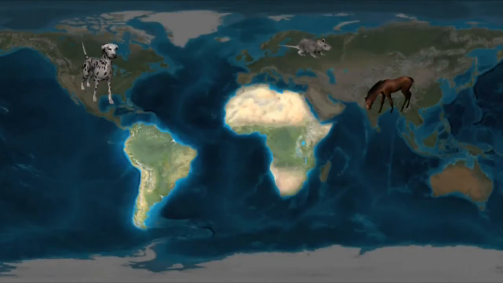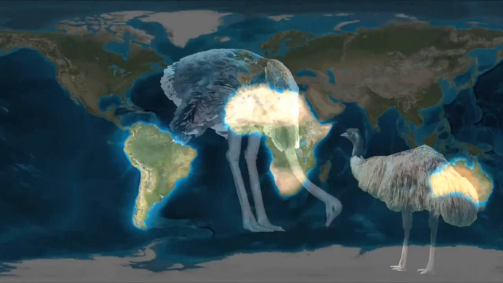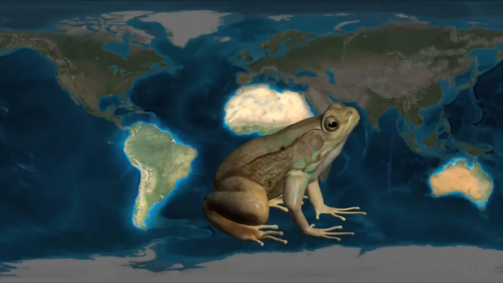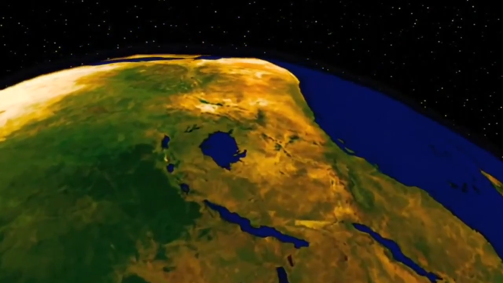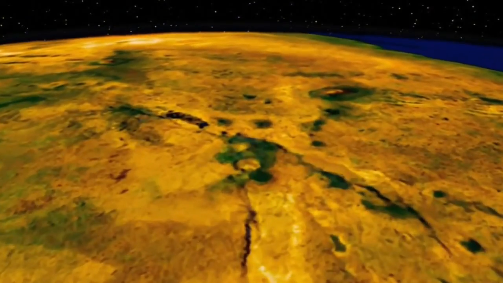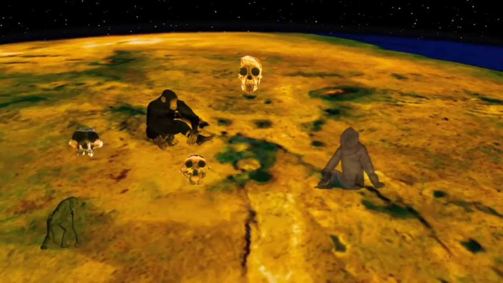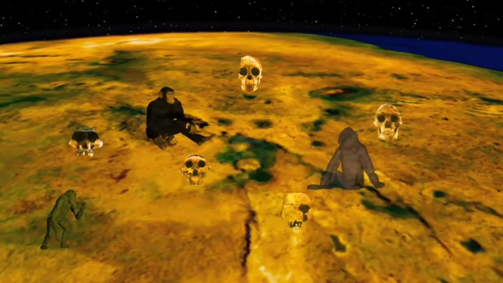South America, Africa, and Australia share lungfishes, ratite birds like ostriches and emus, and toothed frogs, all of which occur nowhere else. Humans' closest living relatives are the great apes, indigenous to Africa. So it is no real surprise to find that our own origins are there as well.